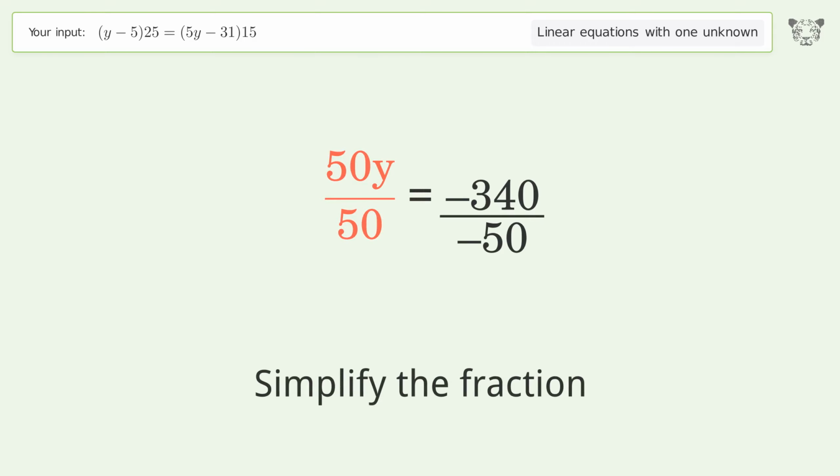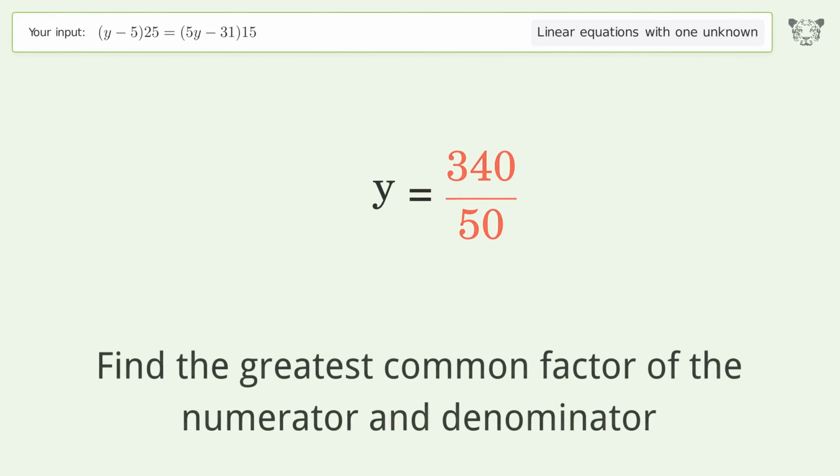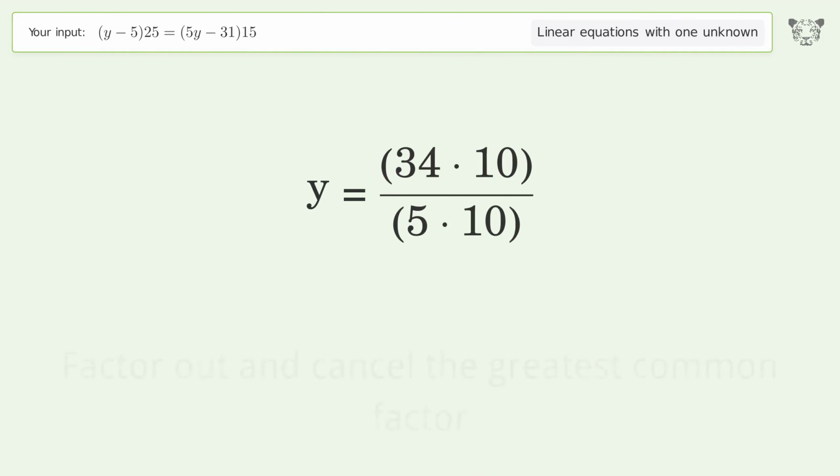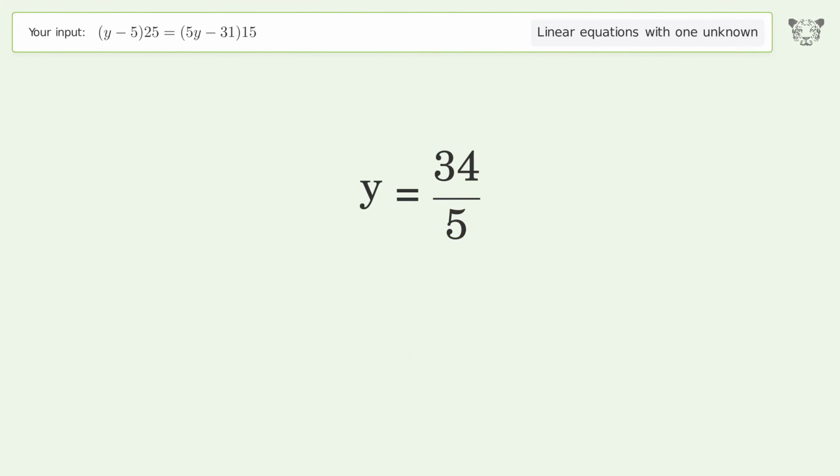Simplify the fraction. Cancel out the negatives. Find the greatest common factor of the numerator and denominator. Factor out and cancel the greatest common factor. And so the final result is y equals 34/5.